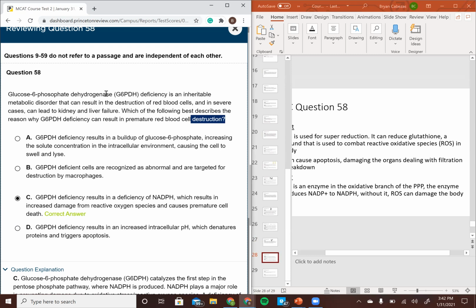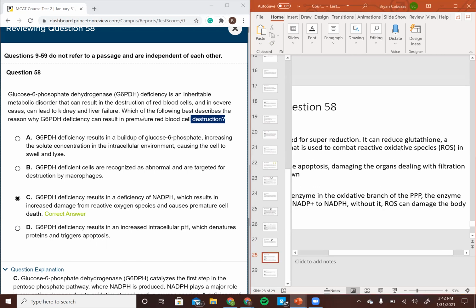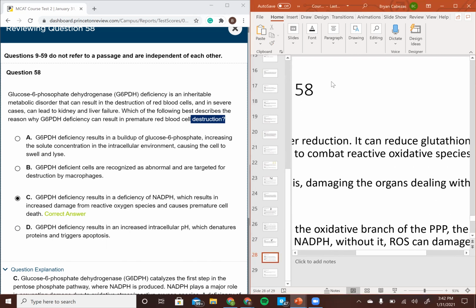But first, what does G6PDH do? This is an enzyme found in the pentose phosphate pathway, particularly in the oxidative branch. There's the non-oxidative branch, which produces glycolytic intermediates, or just sugars. And then we have the ox branch, which produces NADPH plus ribose 5-phosphate. Ribose 5-phosphate is basically the backbone of nucleotides, a phosphate group attached to a ribose sugar.